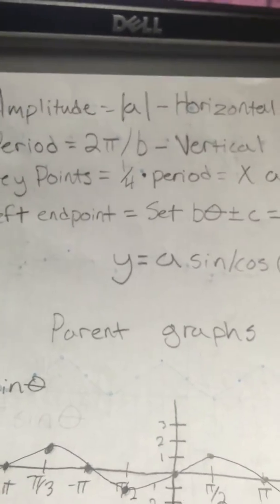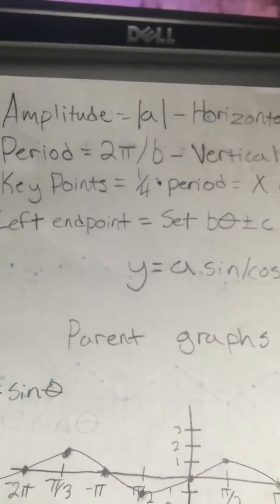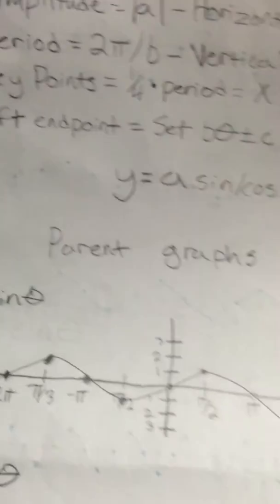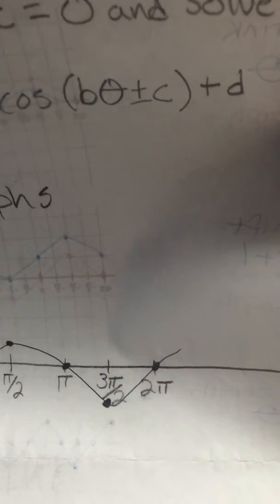Your key points, you do 1/4 times your period, and that will change your x-axis. So that's what you go by each time. And then your left endpoint, to find that, you set what's inside the parentheses here.